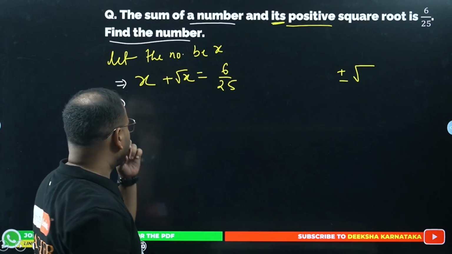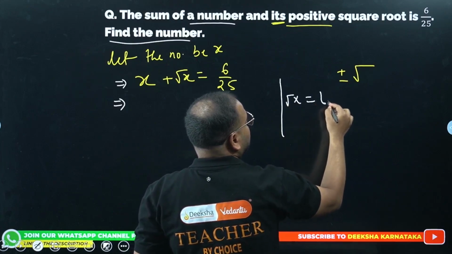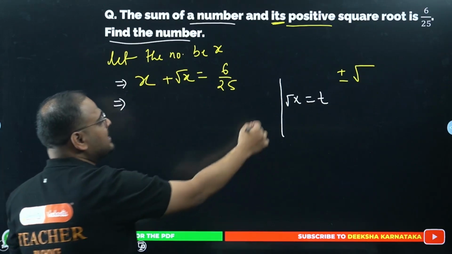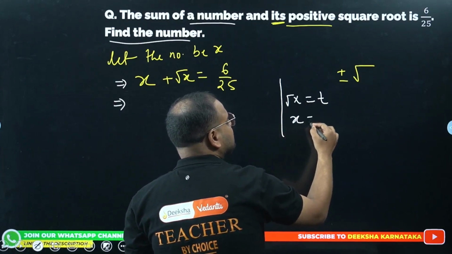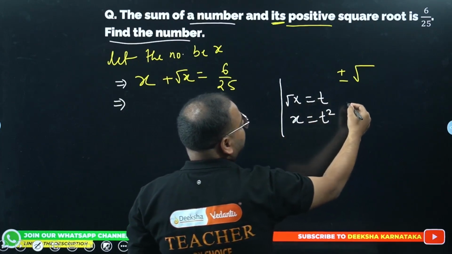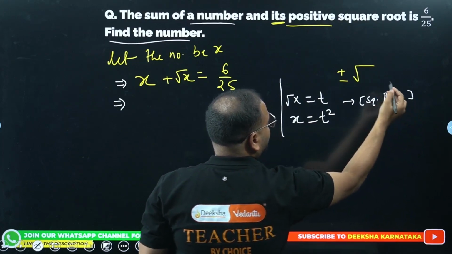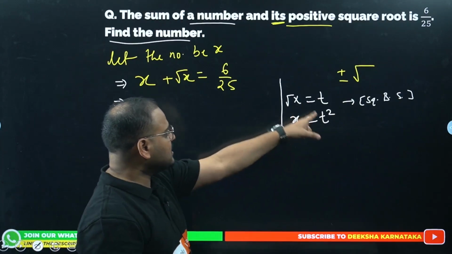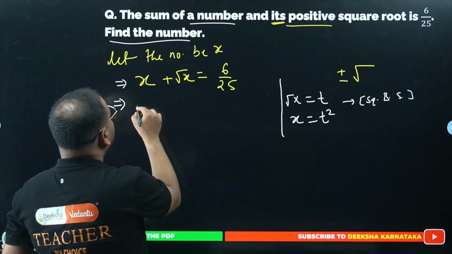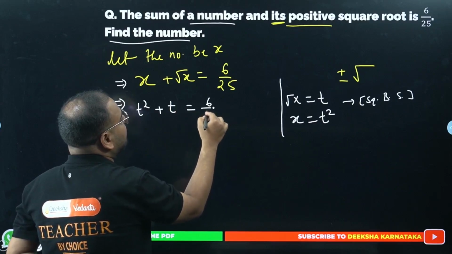Not a quadratic equation. Because I can take root x as t. Why, sir? See, if root x is t, what is my x? It's t square. How, sir? Squaring both sides. If I square both sides of this step, what am I going to get? Root x square is x, t square is t square. So basically this given equation will transform into t square plus t equals to 6 by 25.